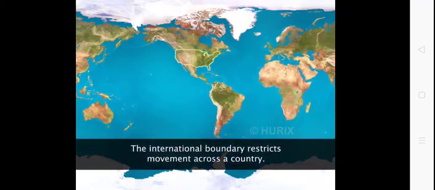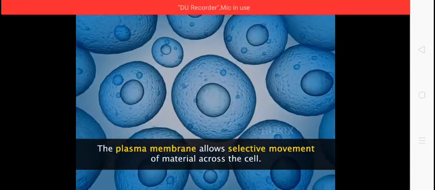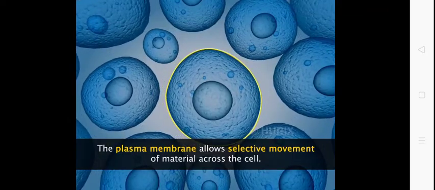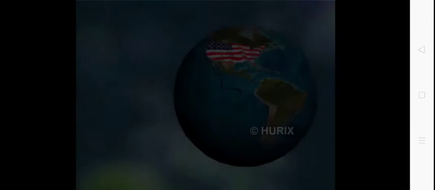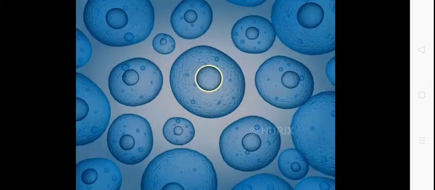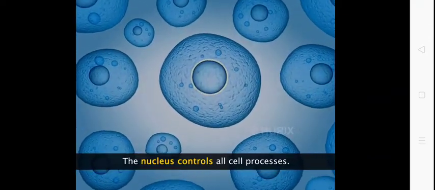A country has an identity because of its marked international boundary. Movement across this boundary is strictly regulated. In the same way, cells have a well-defined outer plasma membrane that controls the movement of substances across the cell. All of a country's external and internal activities are controlled by its government. Similarly, in a cell, the nucleus controls all processes.